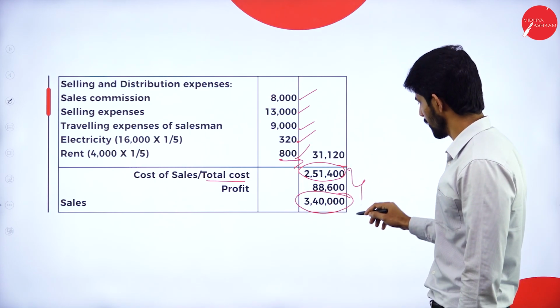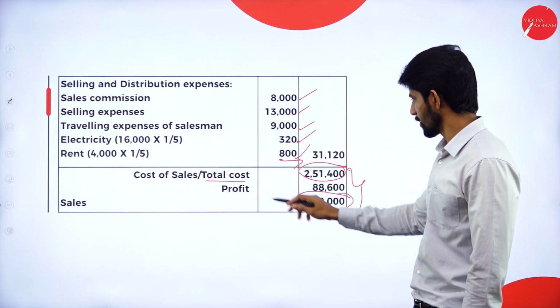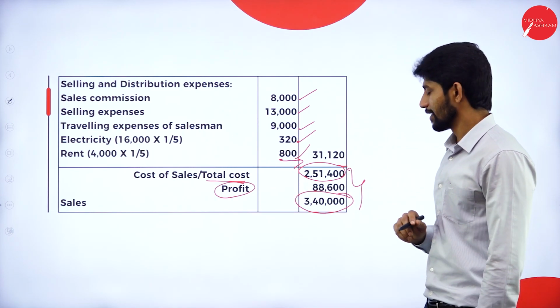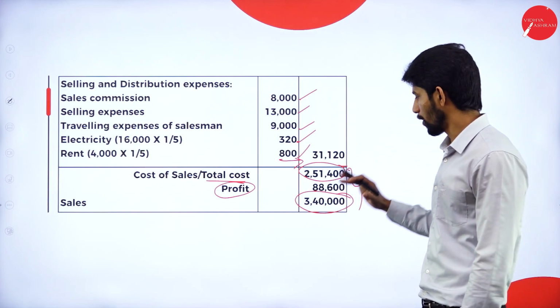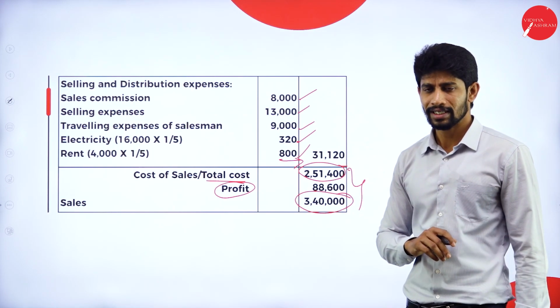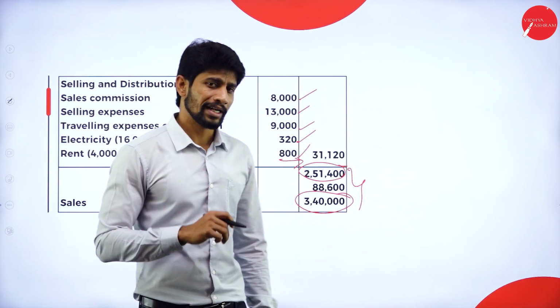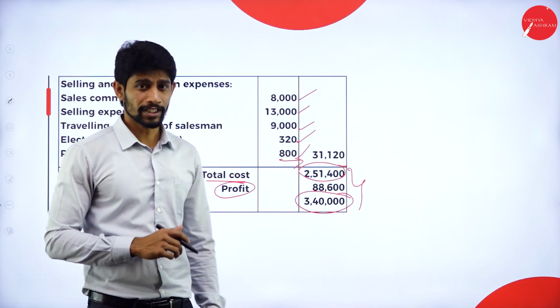So the difference between the total cost and the sales is called profit, that is 88,600. So profit is how much now? 88,600. So this is how you are supposed to solve the problem. Next, moving on to the next problem.